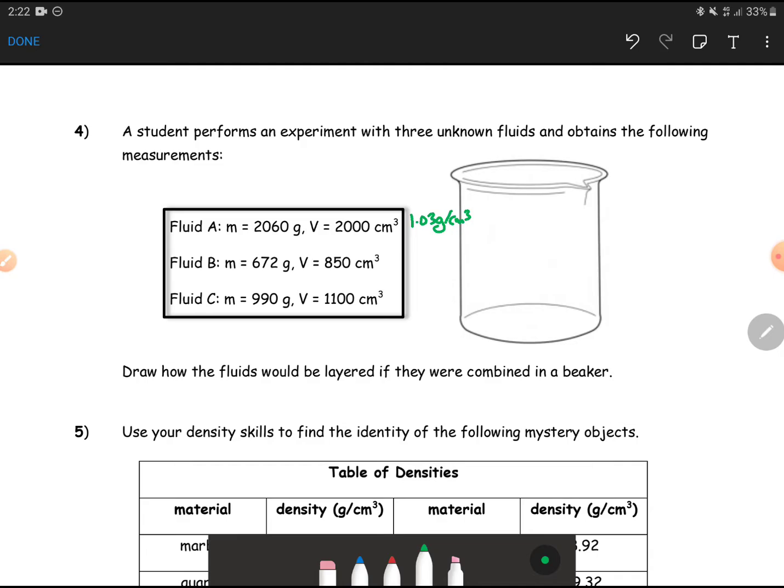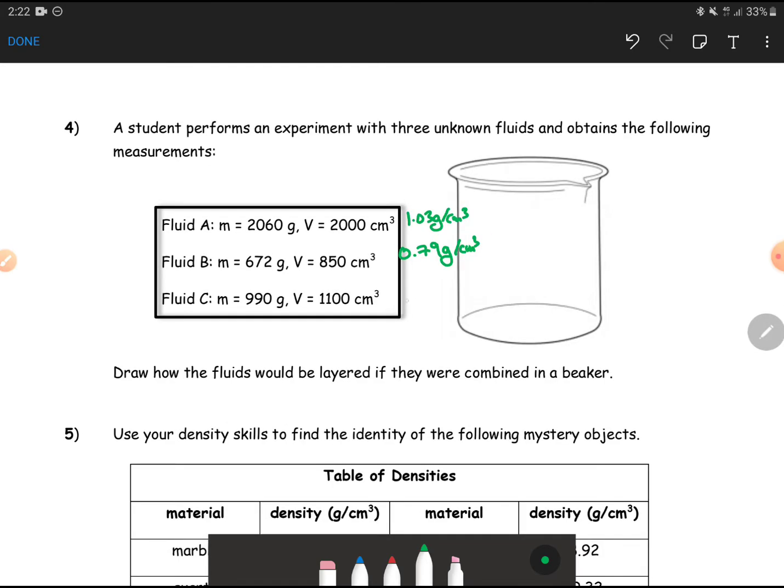For the second one, my density is 0.79 grams per cm cube. And for the last one, my density is 0.9 grams per cm cube. Sorry, let me just erase and rewrite this in different colors. So 0.79, I'll write it in blue. So this will be 0.79 grams per cm cube. And lastly, the 0.9, let me write it in red. So this is 0.9 grams per cm cube.